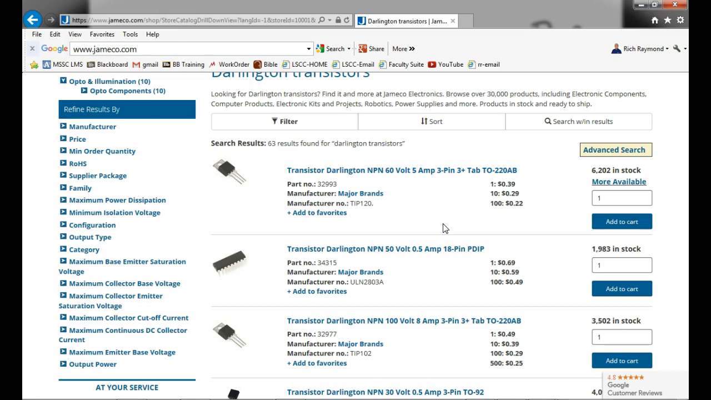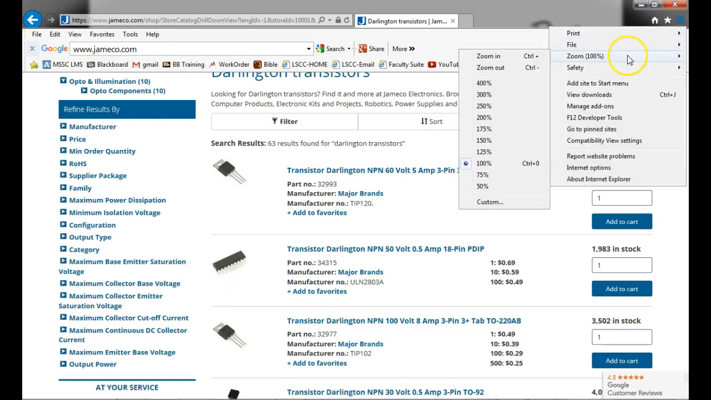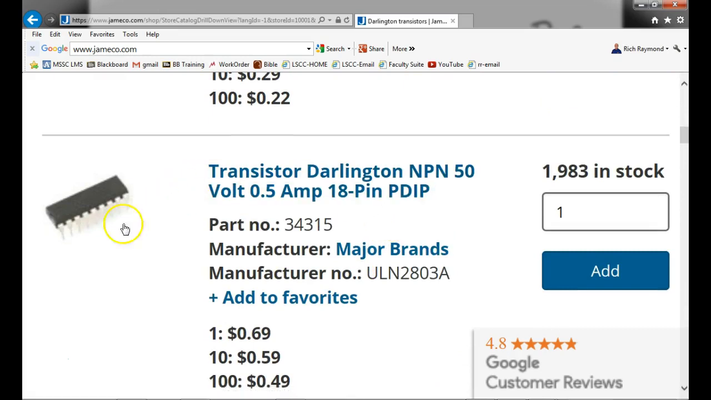So this has got them inside a package. We call this a DIP. It stands for dual in-line package. We have the same number of pins on this side that we have on that. So the pins are in line, right?